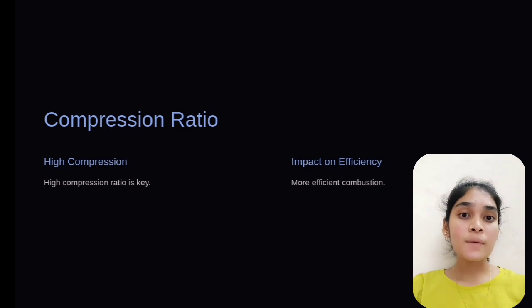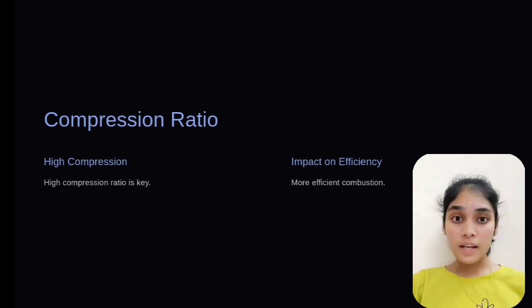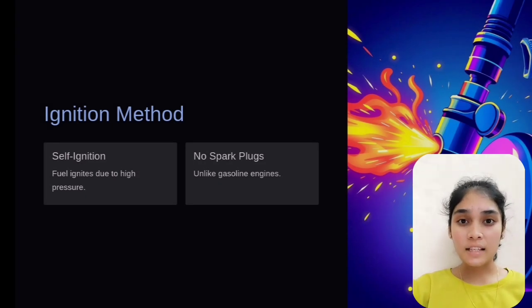Next one is the compression ratio. The compression ratio is the ratio of the volume of the cylinder when the piston is at the bottom of the stroke to the volume when it is at the top, and their significance is the higher compression ratio leads to higher temperature and pressure, resulting in better efficiency and power. And ignition method, there are two types, self ignition and fuel ignition.